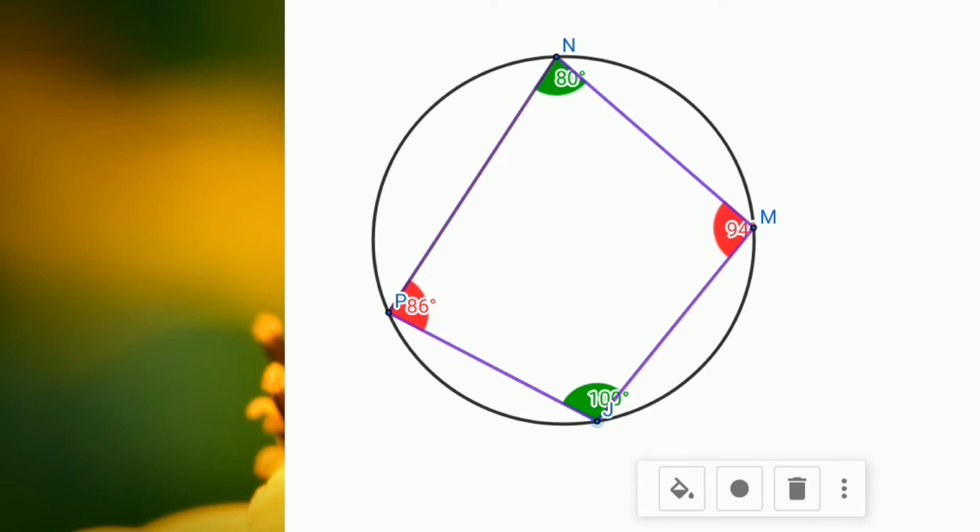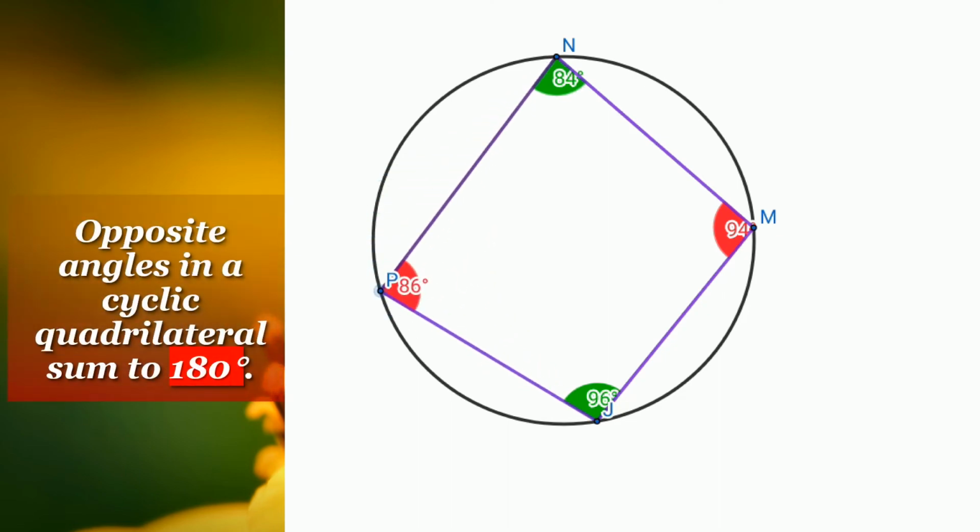80 plus 100, that's 180. And if you add 86 right here with this 94 right here, how much do you get? May I give you 2 seconds for opening the calculator and I'll see how much you get. Well, you're supposed to get 180. Right. So this is what we call a cyclic quadrilateral. Pretty much, it's a circle and a quadrilateral. A quadrilateral inside a circle. So when you have a quadrilateral inside a circle and all the corners are touching the circumference, you call it a cyclic quadrilateral. And the opposite angles in the cyclic quadrilateral are supplementary, which means they add to 180.